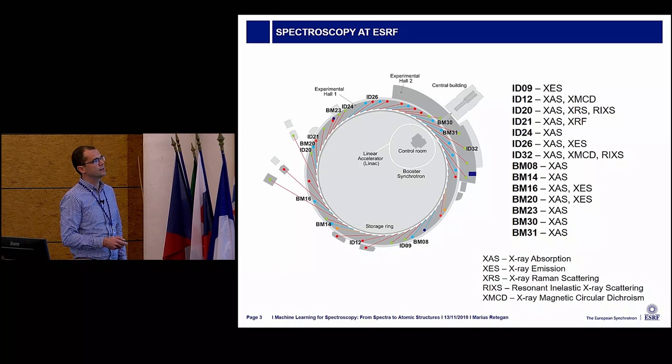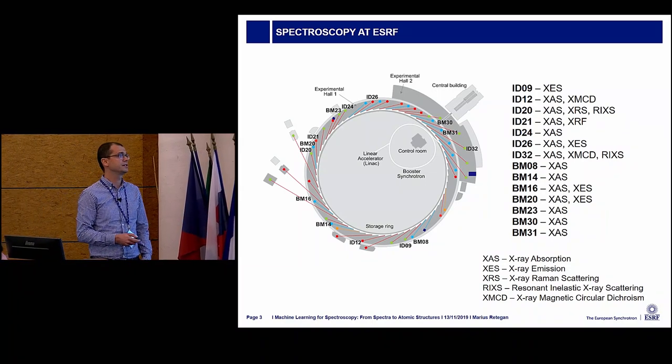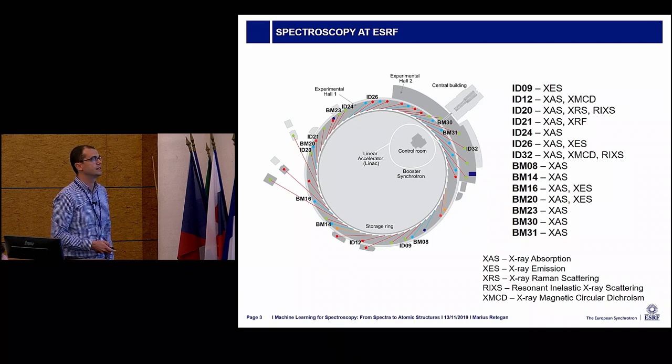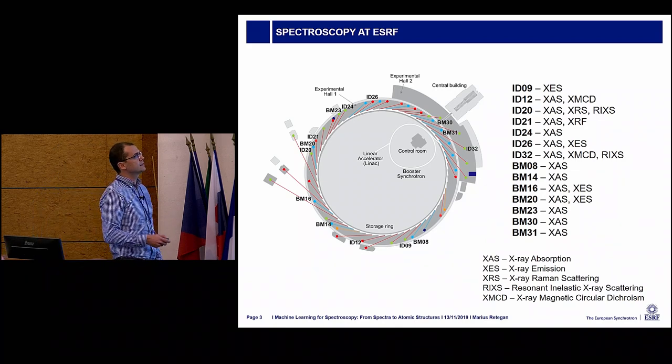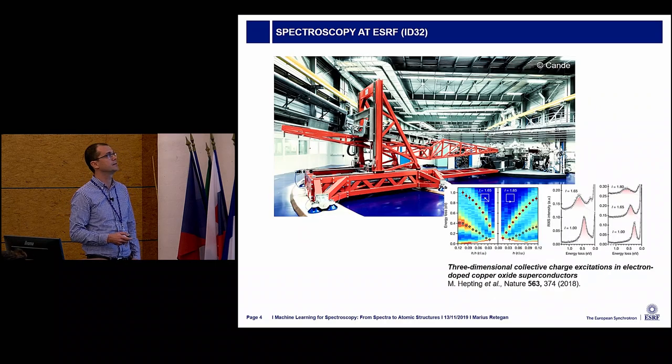These beam lines do a lot of different spectroscopy techniques, ranging from X-ray absorption, emission, scattering, inelastic or Raman scattering, and also XMCD, circular dichroism. So the types of experiments that you can find on these beam lines are rather unique. And I'm just going to show you a few examples of this.